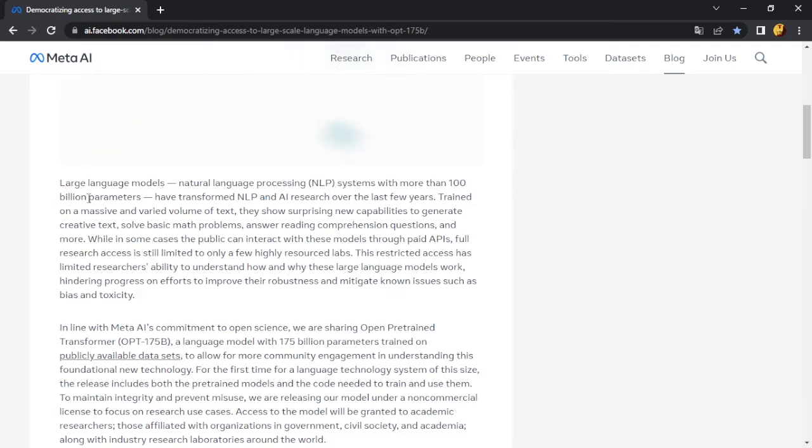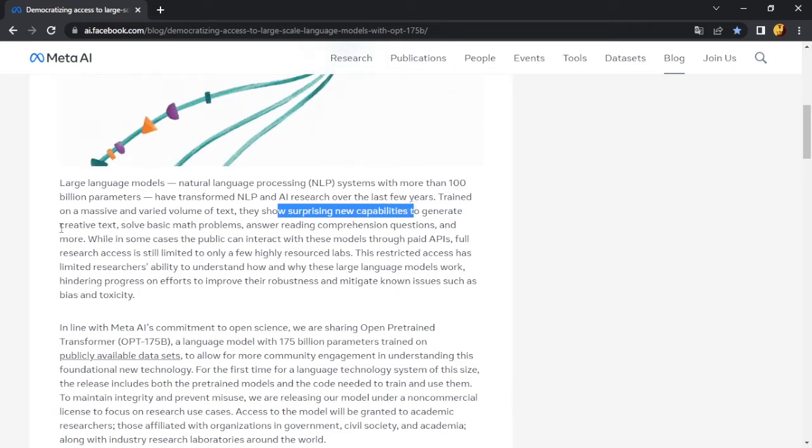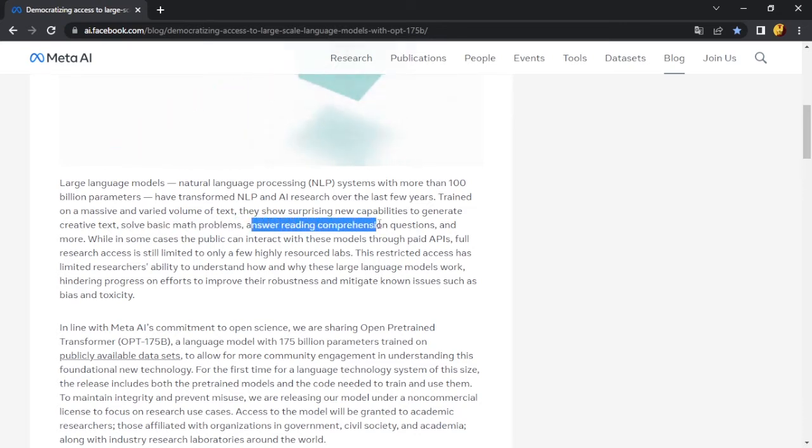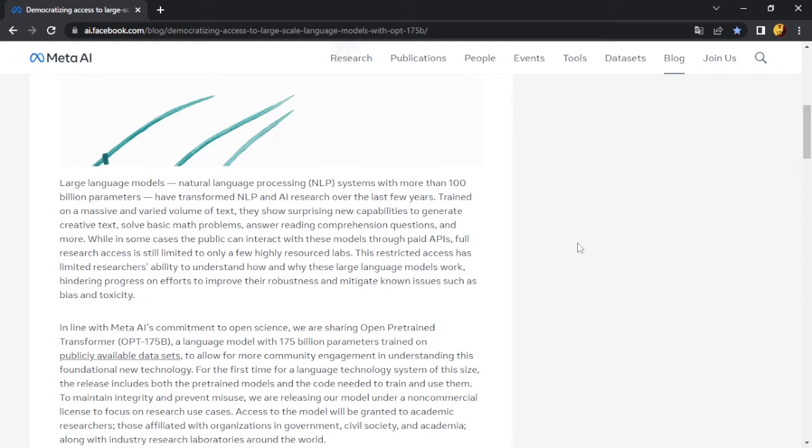here. So large language models, natural language processing systems with more than 100 billion parameters, have transformed NLP and AI research over the last few years. Trained on a massive and varied volume of text, they show some surprising new capabilities to generate creative text, solve basic math problems, answer reading comprehension questions, and more.